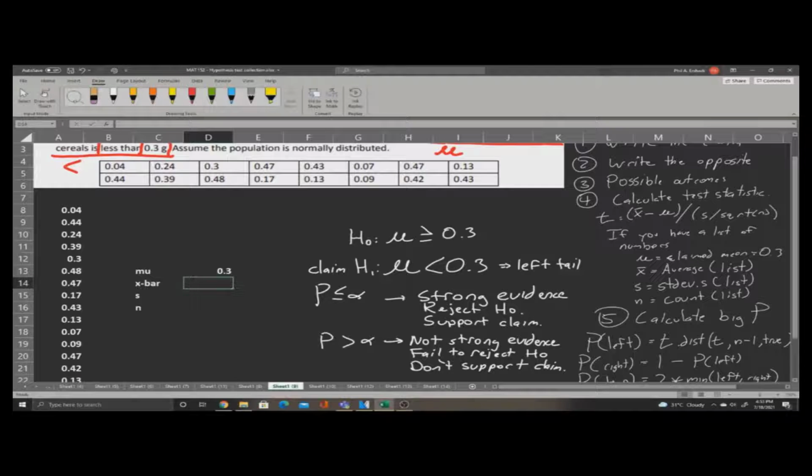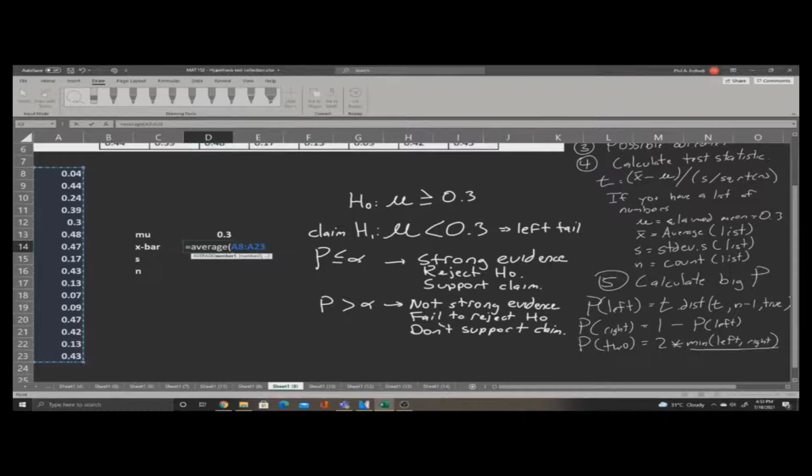To calculate x bar, we can use the list of data on the left side. We can calculate the sample mean by saying equals average, open parentheses and select our list of data. For standard deviation, we use stdev.s and again select the list. This will find the sample standard deviation. For n, the size of our sample will be however many numbers are in this list. We can let Excel do that for us by saying equals count, and once again select the list.